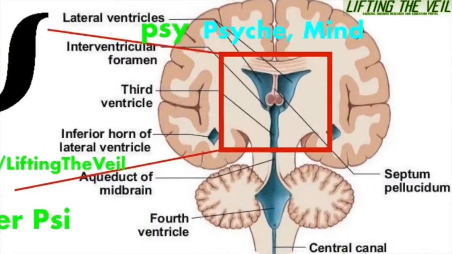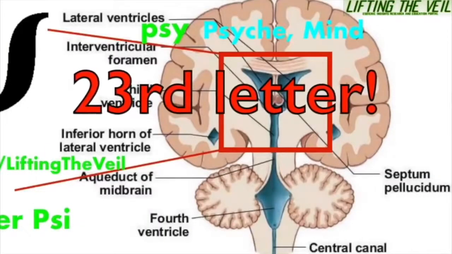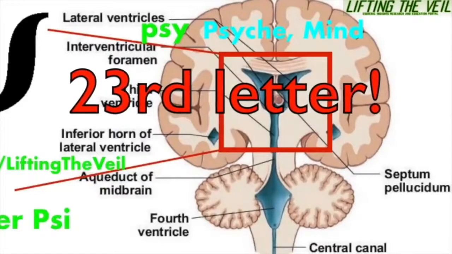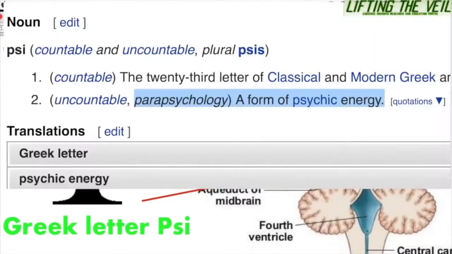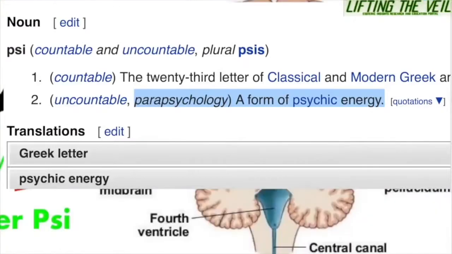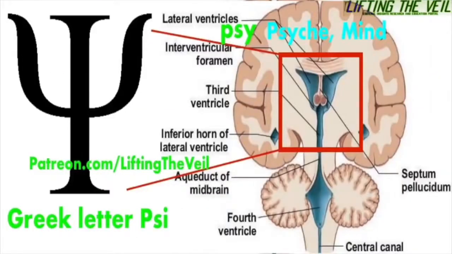And again, this is the Greek letter psi, which relates to the psi, which means the mind, the psyche. So you have psi and psi. The similarities of the language are not similar by coincidence or by accident. There's a specific reason, because psi, S-P-S-Y, comes from the Greek psi, meaning parapsychology, a form of mental energy, a form of psychic energy.